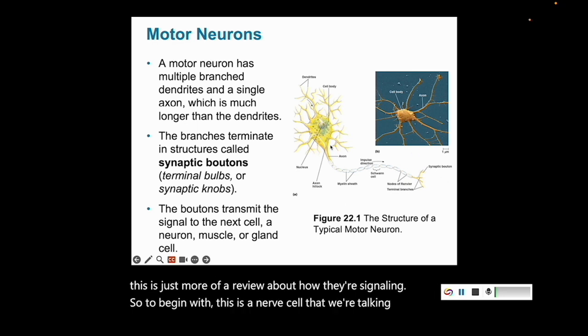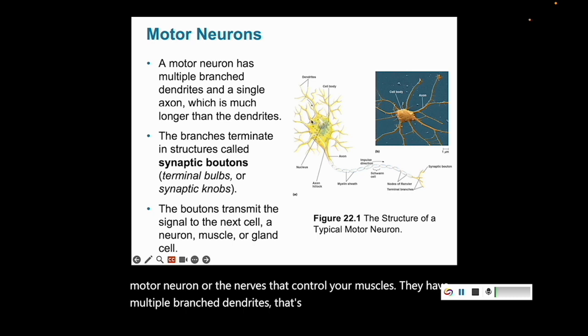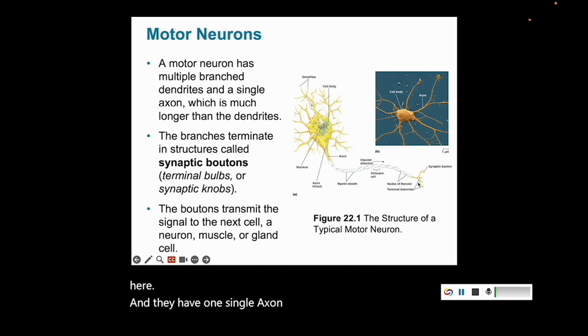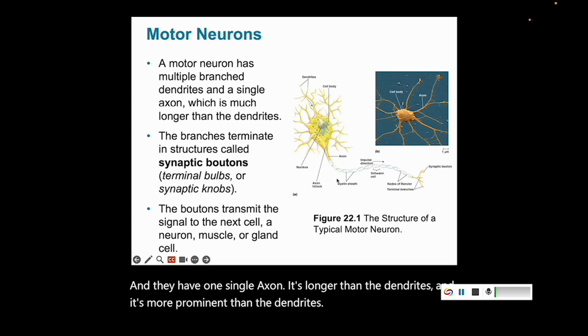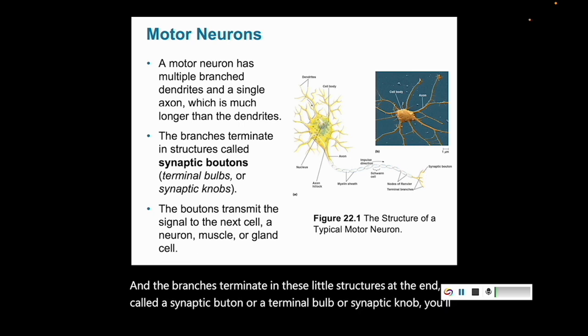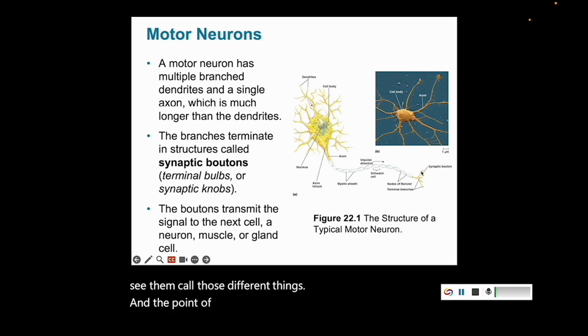So to begin with, this is a nerve cell that we're talking about, a motor neuron, or the nerves that control your muscles. They have multiple branched dendrites. That's all these little tree-like things here. And they have one single axon. It's longer than the dendrites, and it's more prominent than the dendrites. And the branches terminate in these little structures at the end called a synaptic bouton, or a terminal bulb or synaptic knob. You'll see them call these different things.